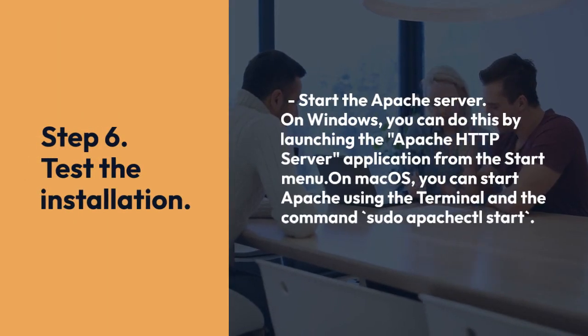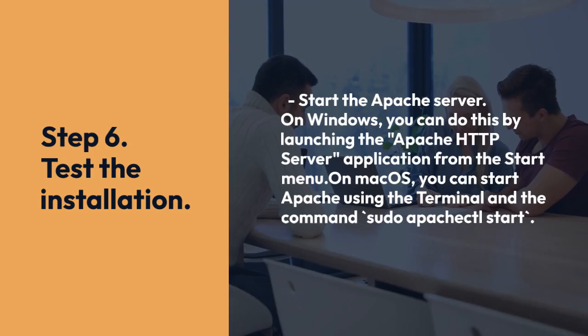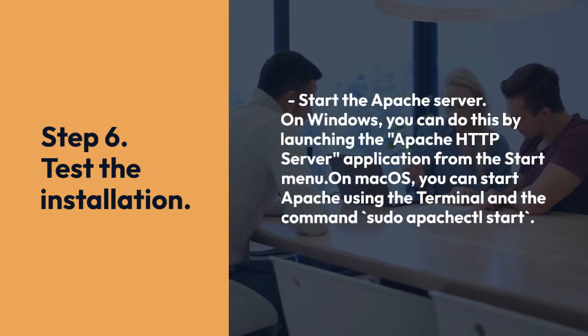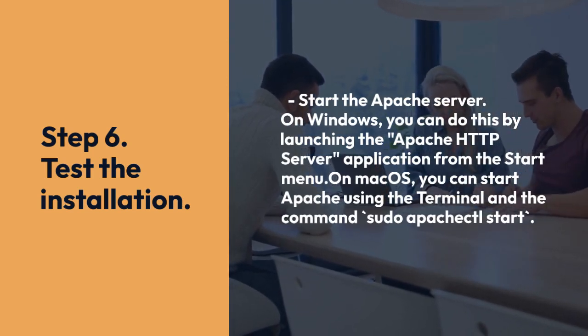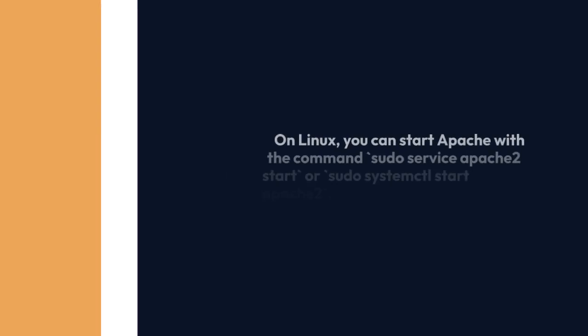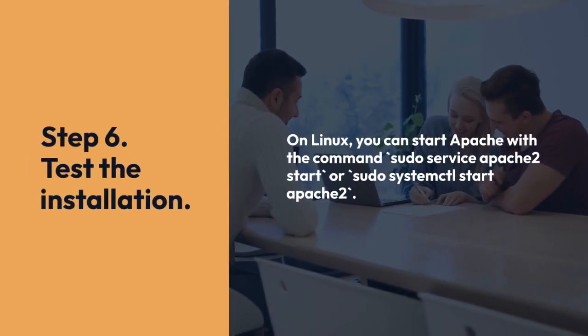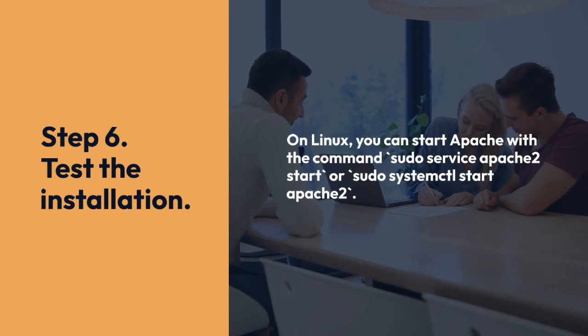Step 6. Test the installation. Start the Apache server. On Windows, you can do this by launching the Apache HTTP Server application from the Start menu. On macOS, you can start Apache using the terminal and the command sudo apachectl start. On Linux, you can start Apache with the command sudo service apache2 start or sudo systemctl start apache2.